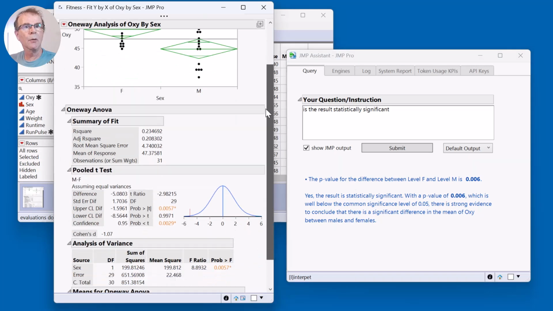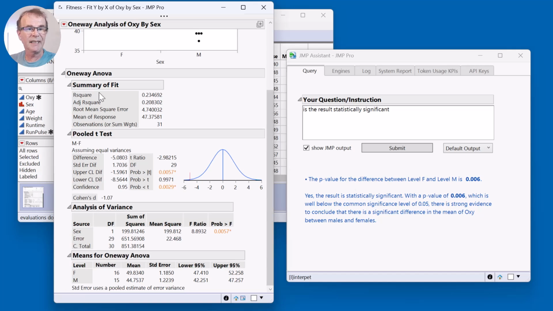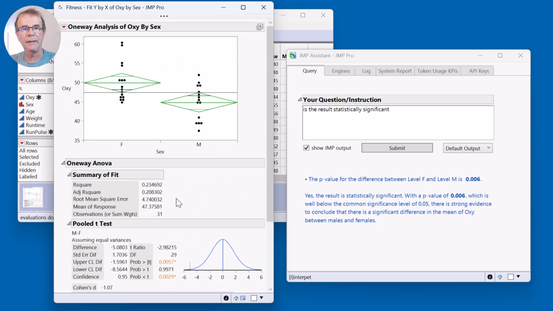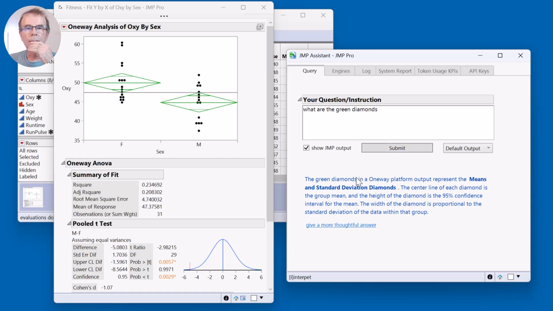Let's think about knowledge. Well, knowledge might work at a couple of levels. It could be knowledge about statistics. Give me a definition of an R-squared statistic or the analysis of variance table. Or maybe knowledge about what we're seeing in JMP. So what are the green diamonds? And we get an explanation of the green diamonds.